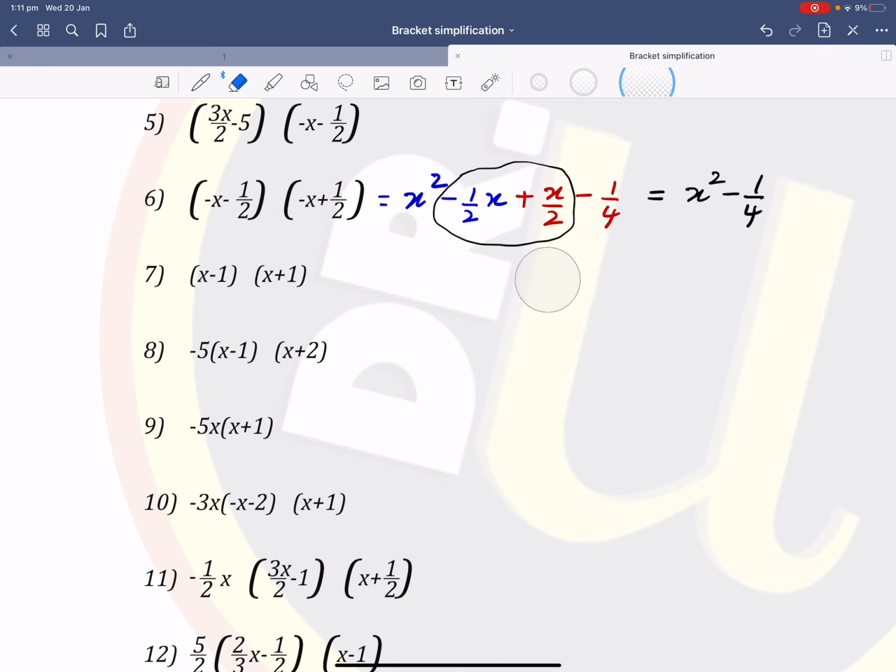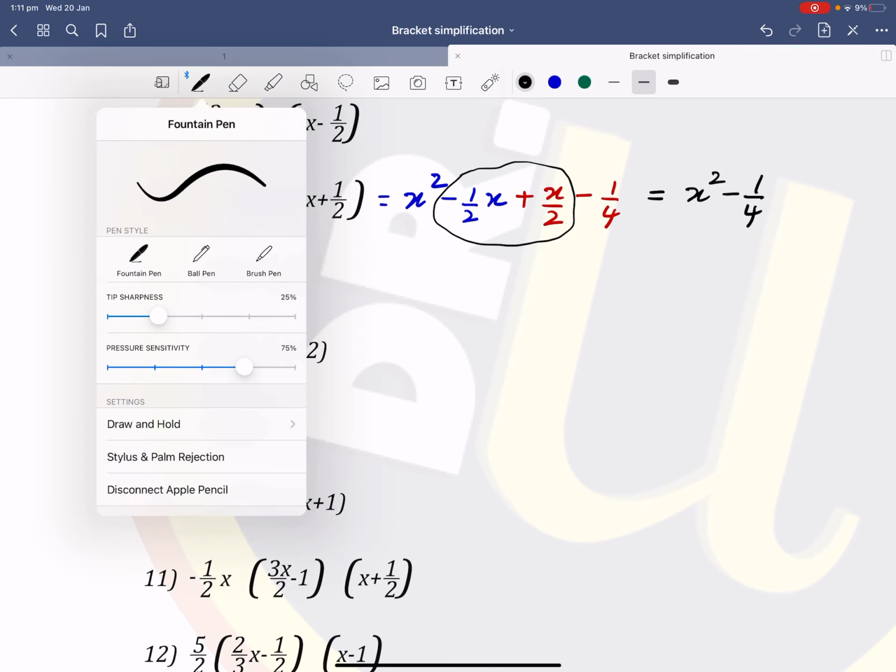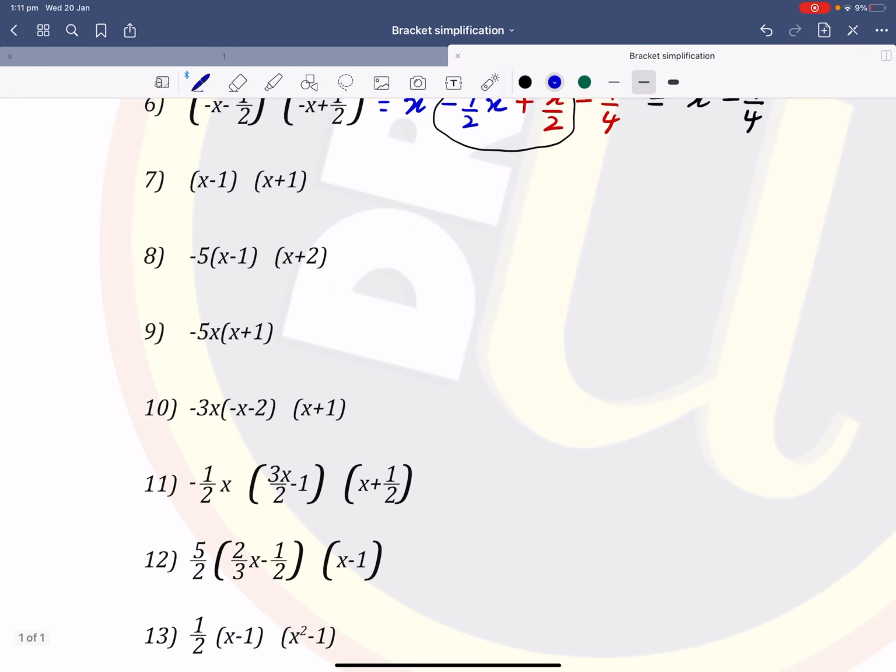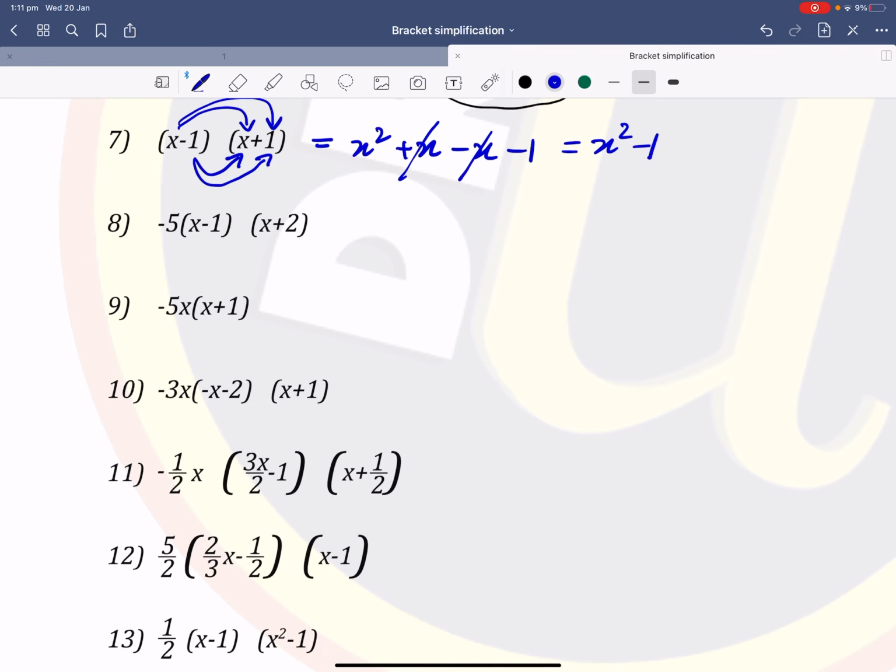Okay. So the seventh question, I think it's very easy. X times x is going to be x squared. X times 1 is plus x. Minus 1 times x is going to be minus x. Minus 1 with plus 1 is going to be minus 1. So you can cancel these two off with 0. So answer would be x squared minus 1. So now I'm doing it a little faster. So you have some experience now.